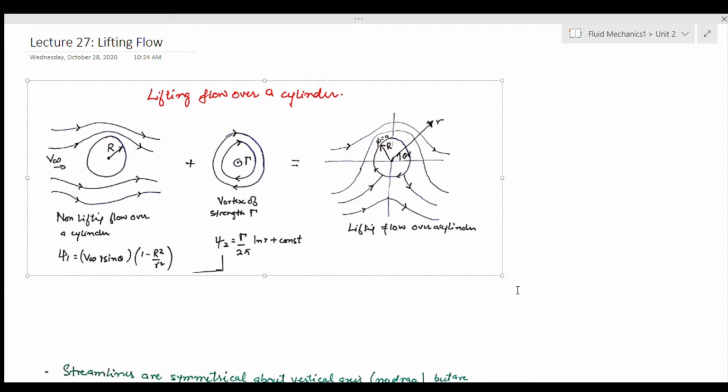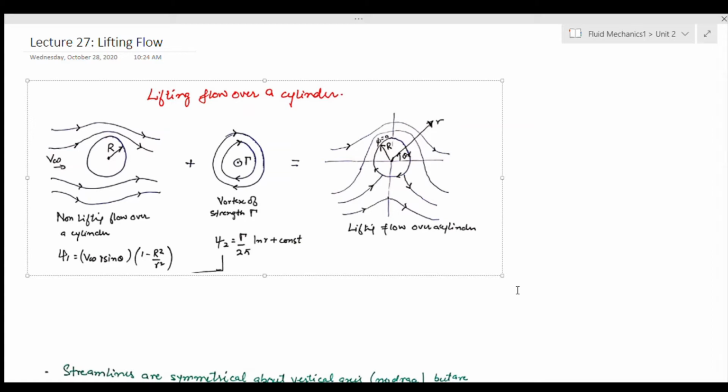A few lectures back we talked about non-lifting flow over a cylinder, which was a uniform flow added with a doublet. Today we are going to talk about lifting flow over a cylinder. When I say lifting flow over a cylinder, it means I have a cylinder which in 2D would look like a circle, with flow going over it, and this cylinder would feel some kind of force in the direction perpendicular to the uniform flow. So this is something we are going to do today.